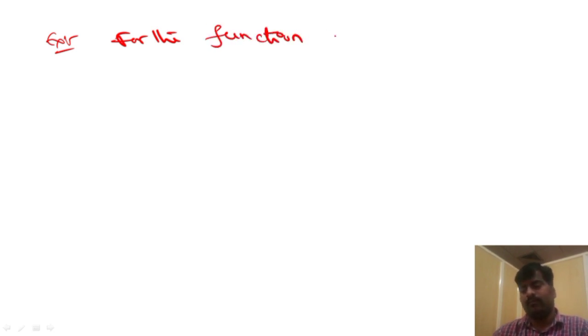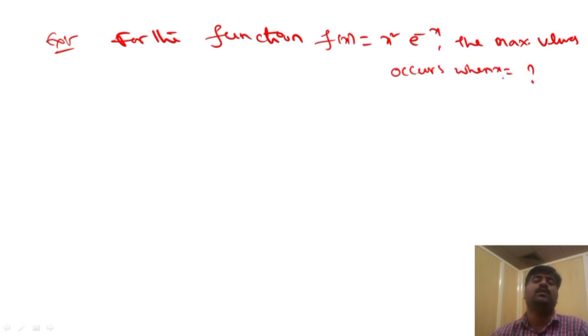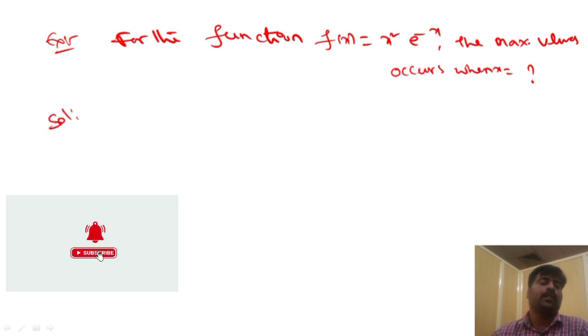So another question in EEE, they are asking like this. For the function f of x equal to x squared into e power minus x, the maximum value occurs when x equal to what, they are asking. Okay, so for this case, the same procedure we have to follow. First I would like to find f dash of x.